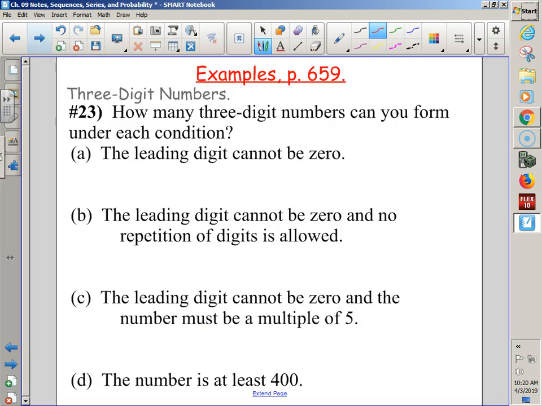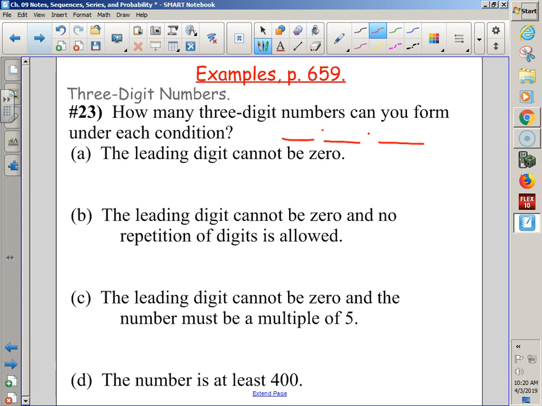Now, this is no longer a license plate. I'm going to zoom in on 3-digit numbers. So for all of this, we're thinking, okay, we're filling 3 digits, which, well, maybe we'll think about digit place value by place value. Maybe we'll think about them just as numbers.